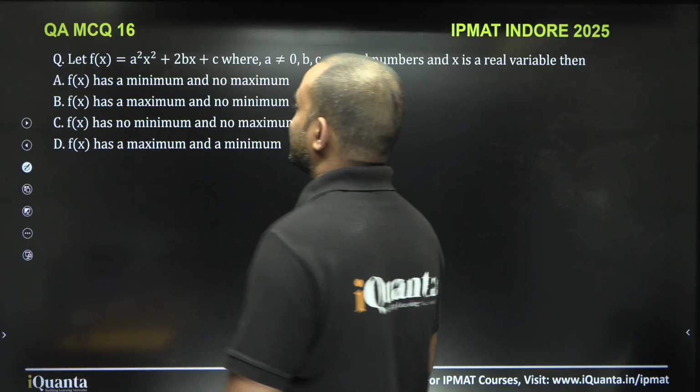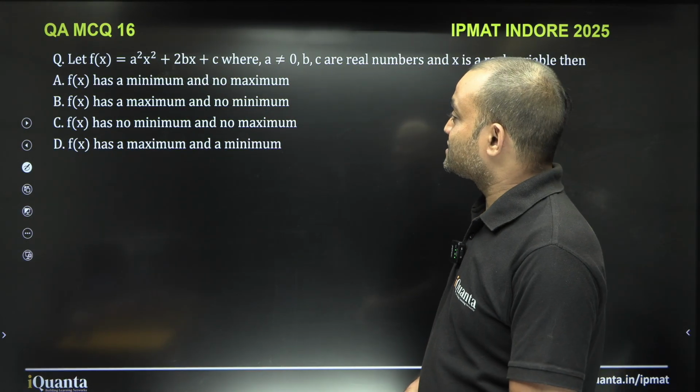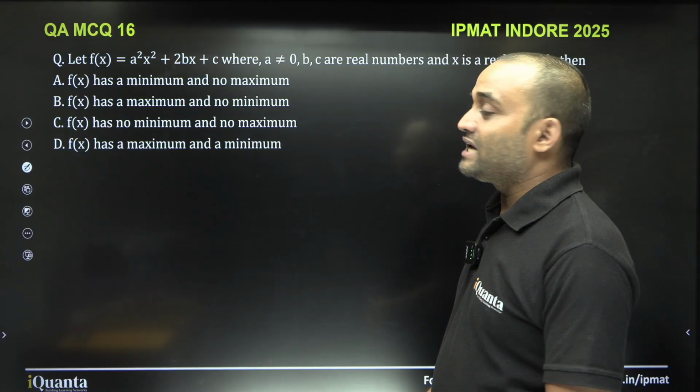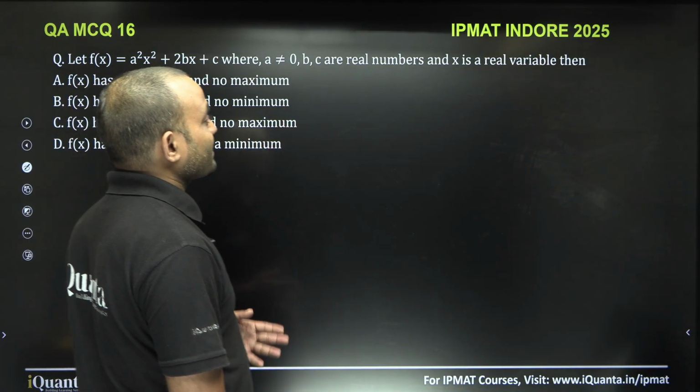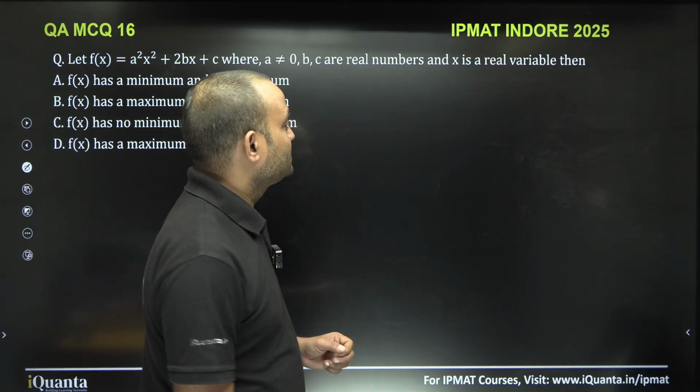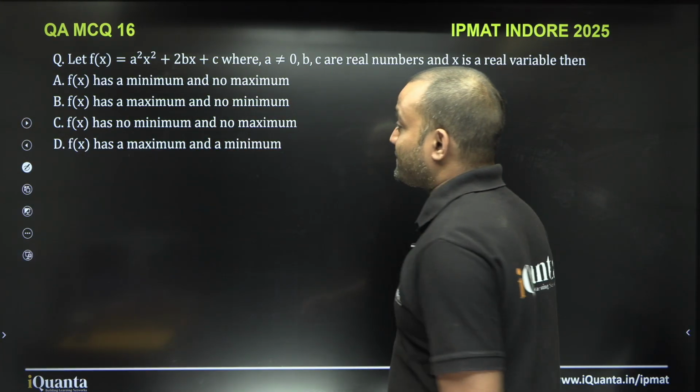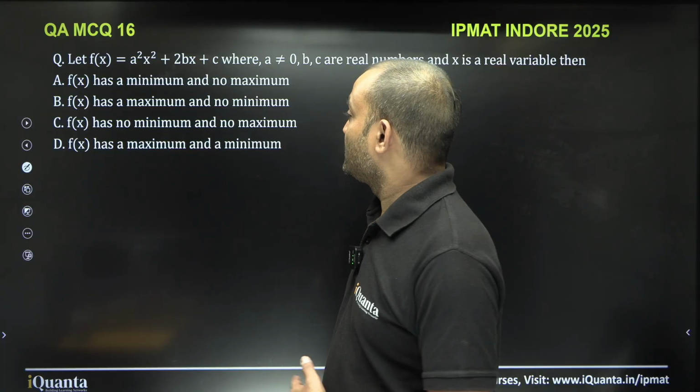Let f(x) is equal to a squared x squared plus 2bx plus c, where a is not equal to 0, b, c are real numbers and x is a real variable. Then option A, f(x) has a minimum and no maximum.